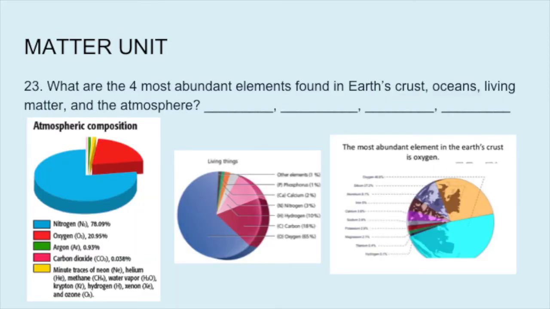All right, the next question, what are the 4 most abundant elements found in Earth's crust, oceans, living matter, and the atmosphere? This one's a little bit tricky because each of those things have a very different makeup.